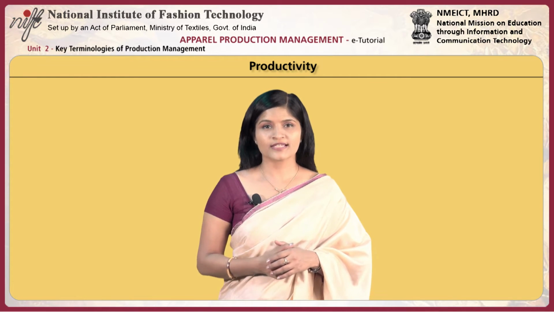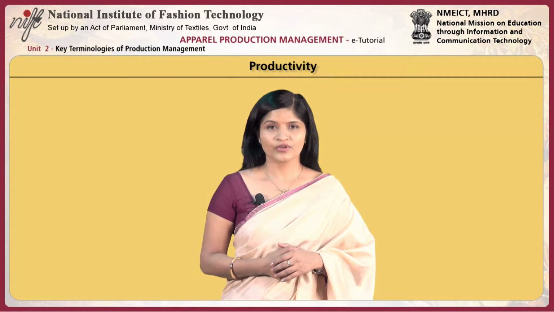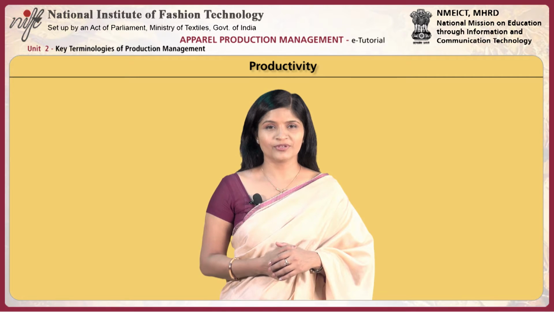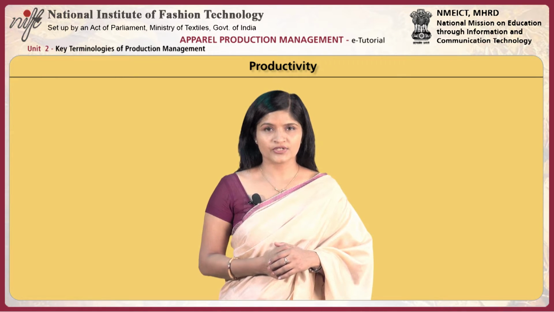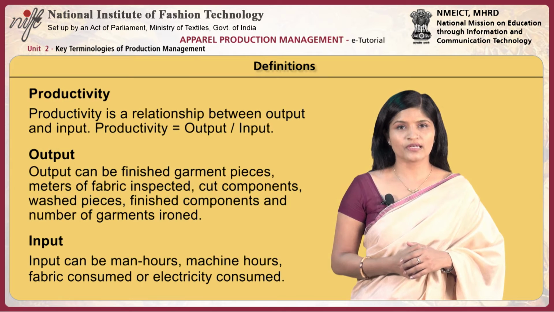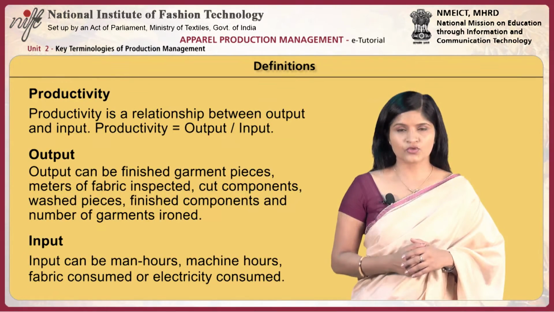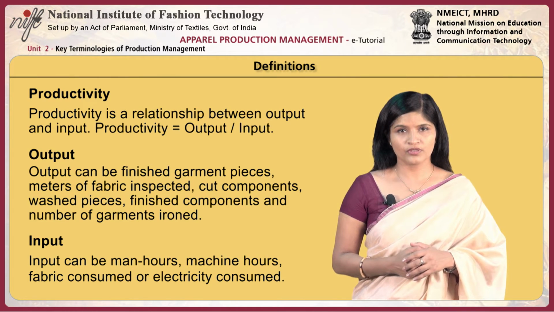China is emerging as a leader in labor productivity in cotton textiles and garments, with labor productivity almost double that of India or Vietnam. India lags behind the competing countries because of very strict laws as compared to countries like China. Productivity is a relationship between output and input. Productivity is equal to output divided by input.